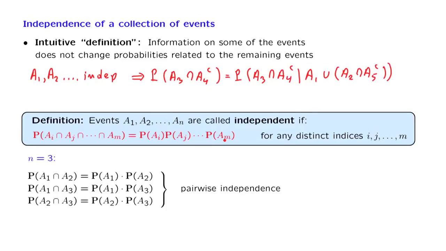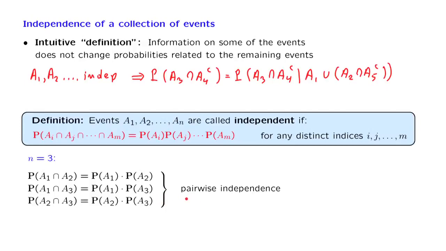Our definition requires that we can calculate the probability of the intersection of two events by multiplying individual probabilities. And we would like all these three relations to be true, because this property should be true for any choice of the indices. What do we have here? This relation tells us that A1 and A2 are independent. This relation tells us that A1 and A3 are independent. This relation tells us that A2 and A3 are independent.